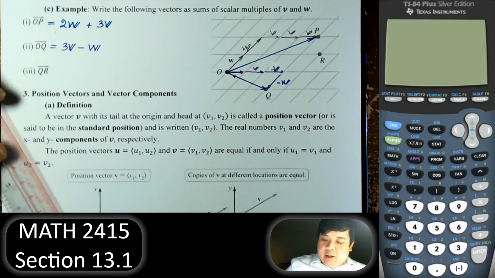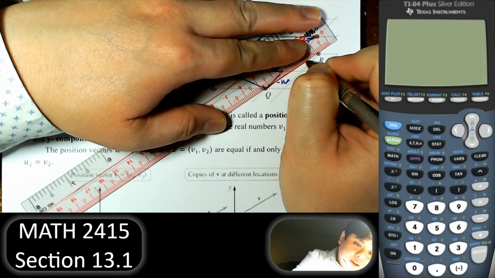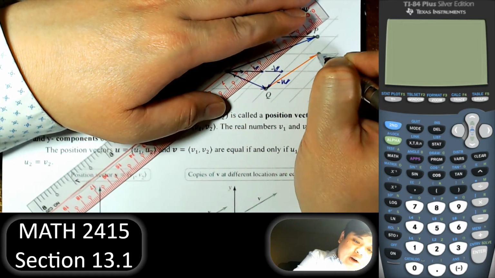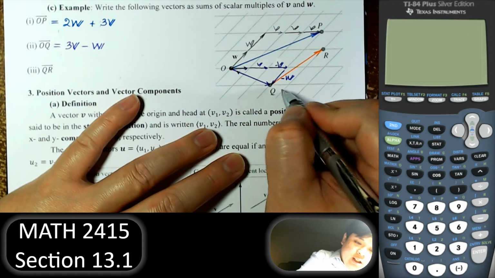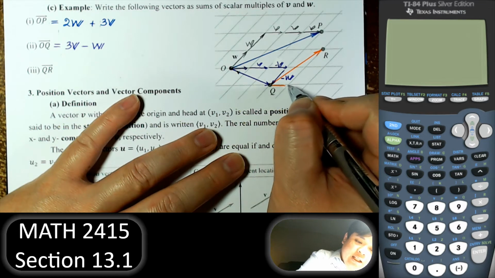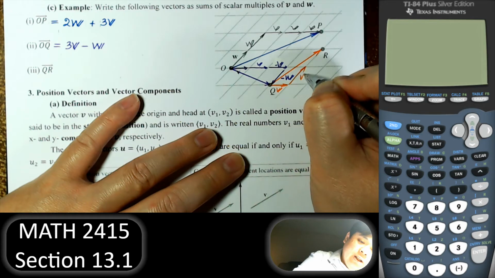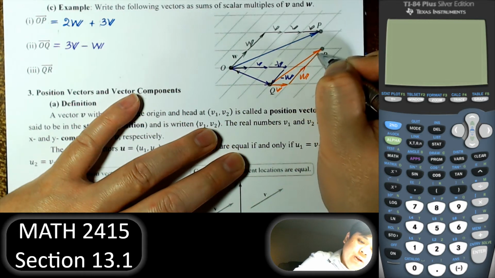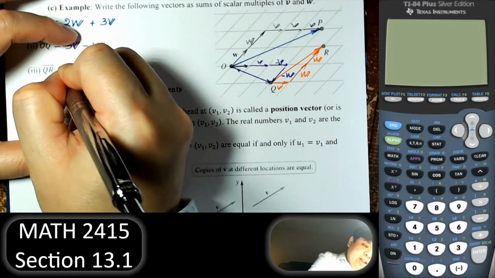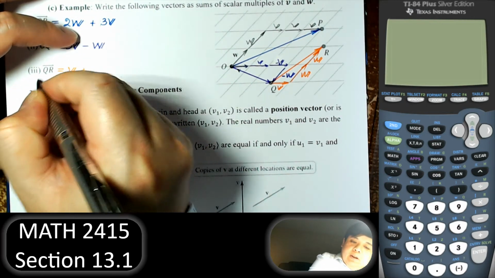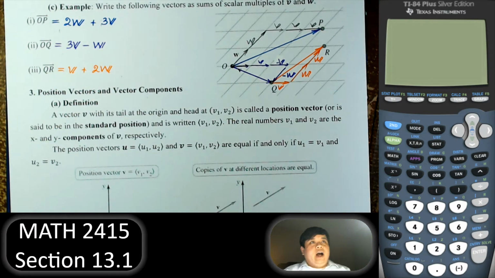Now, QR. It doesn't matter how we get from Q to R. We can go in this direction first. So that is a v, and then a w, a w. So we have v plus 2w.